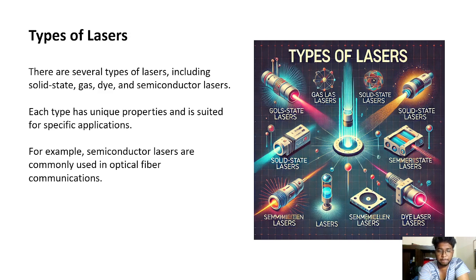Gas lasers use gases like helium neon, so there are helium neon lasers. Dye lasers use organic dyes as a medium, offering tunable wavelengths. Each type of laser has unique properties and is suited for specific applications. For example, semiconductor lasers are compact and efficient, which is why they are commonly used in optical communication systems.